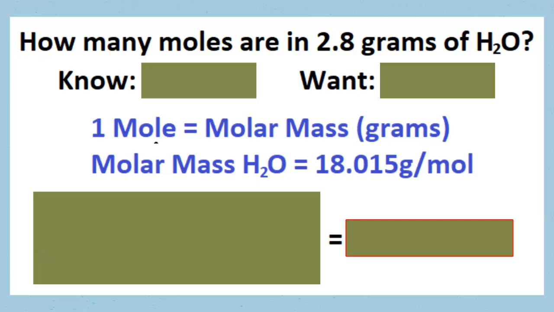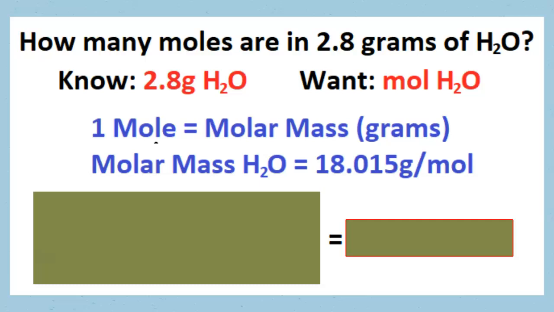For example, how many moles are in 2.8 grams of H2O? We start with what we know and what we want. So we know we have 2.8 grams of H2O. We want the moles of H2O, and we know the relationship between them, right? 1 mole equals molar mass. We know that the molar mass of H2O is 18.015 grams per mole. And again, we calculate that molar mass by multiplying how many times the number from the periodic table for each of the elements and adding them up. Now that we have our relationships, we plug it into the dimensional analysis format.